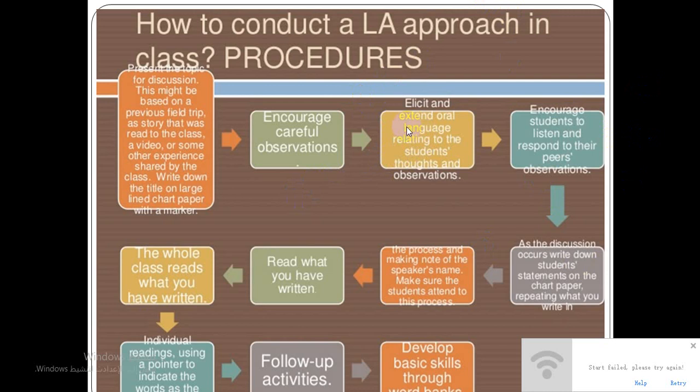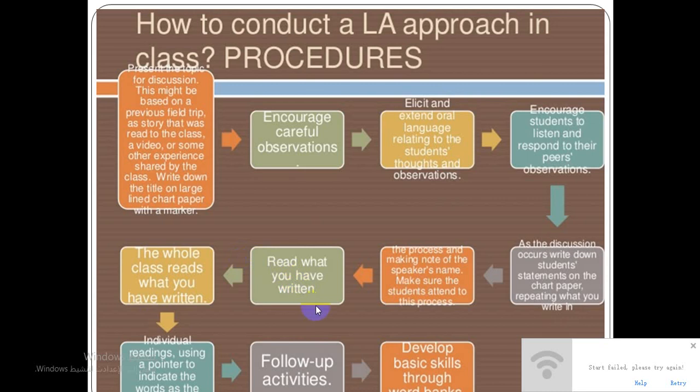Extend oral language relating to the students' thoughts and observations. Encourage students to listen and respond to their peers. As the discussion occurs, write down students' statements on chart paper, repeating what you write in the process and making note of the speaker's name. Make sure the students attend to this process.